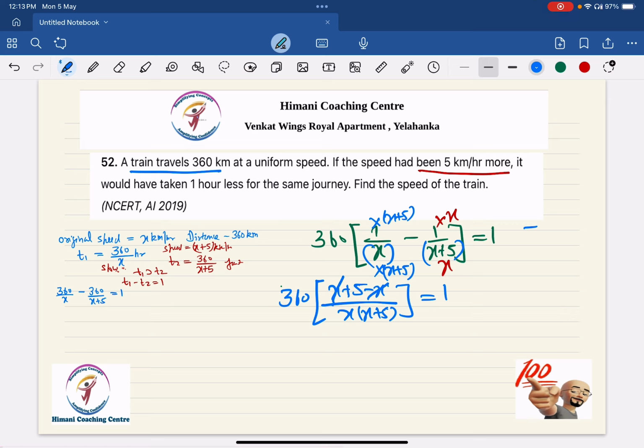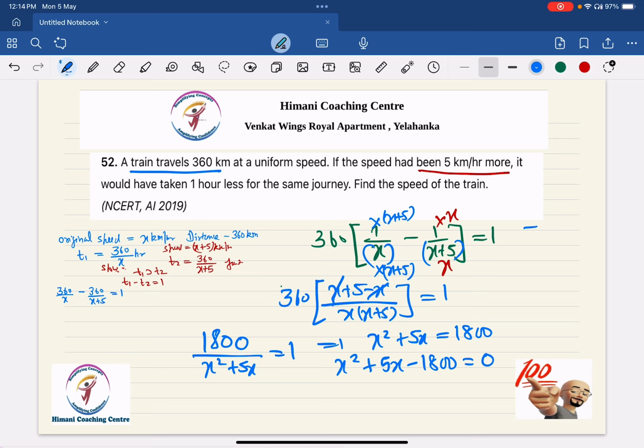Now x and minus x will cut each other. 360 into 5 will give us 5 6 are 30, 3 are 15, 1800, over x square plus 5x, which is equal to 1, which will give us x square plus 5x equals 1800, or we can make it x square plus 5x minus 1800 equals 0. So this is the quadratic equation which we get. Now we need to solve this.